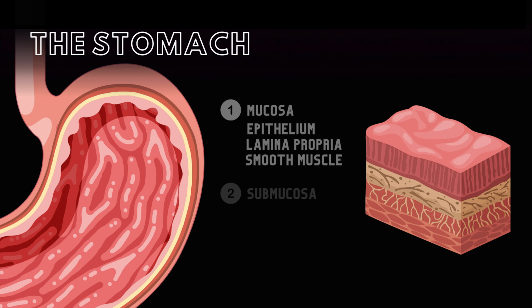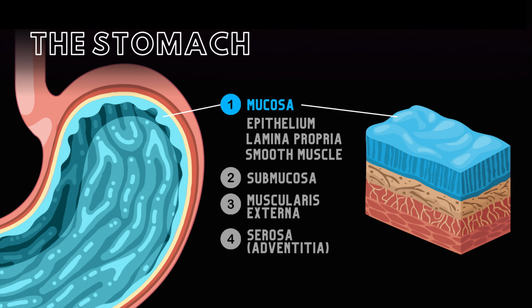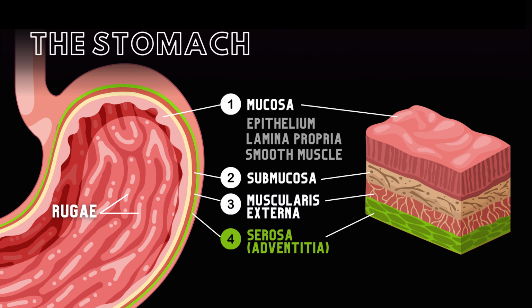Internally, the stomach has a 4-layer wall. The innermost layer, the mucosa, is composed of an epithelium sitting on a connective tissue lamina propria and a thin layer of smooth muscle. The gastric folds of the mucosa, called rugae, allow the stomach to expand to hold food. The submucosa is made of irregularly arranged connective tissue. The muscularis externa consists of 3 layers of smooth muscle. Finally, the serosa, also known as the adventitia, is composed of mesothelium and connective tissue.